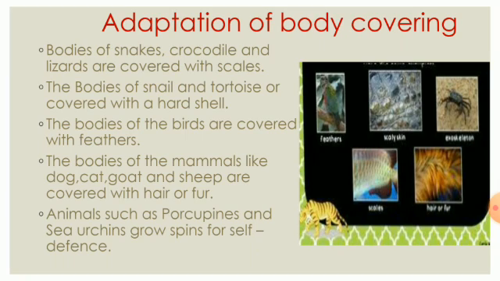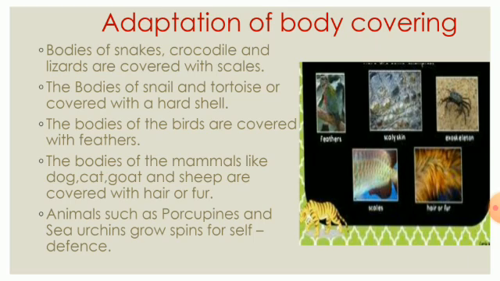The bodies of snail and tortoise are covered with a hard shell, which they use for their protection. The bodies of the birds are covered with feathers. So we know birds have feathers that help them to keep warm and fly, right? So they are covered with feathers. The bodies of the mammals like dog, cat, goat and sheep are covered with hair or fur to keep them warm and protect their flesh, protect their body.